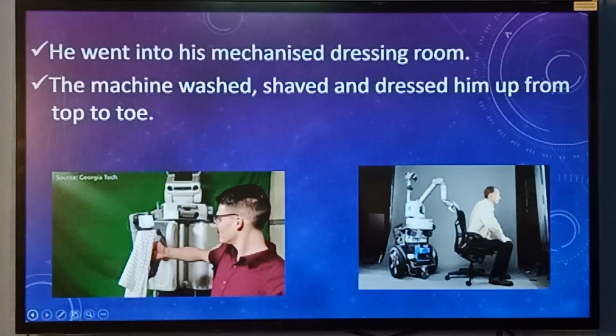He went into his mechanized dressing room. The machine washed, shaved, and dressed him from top to toe. Here in these pictures, you can see the machine helps Mr. Francis Bennett in his personal work.